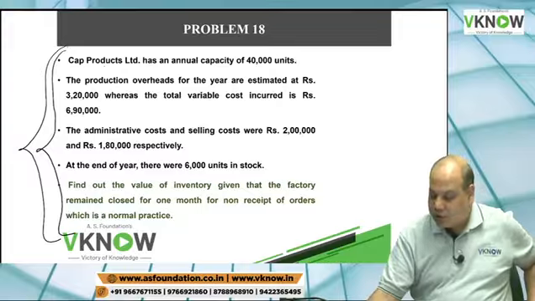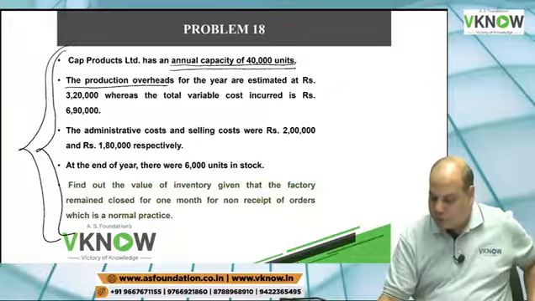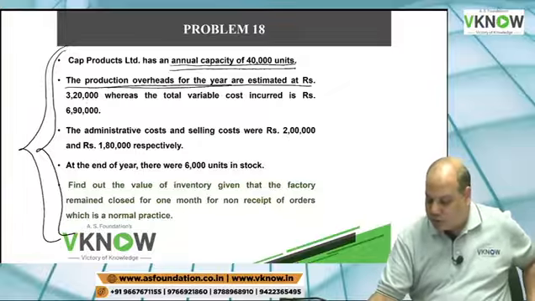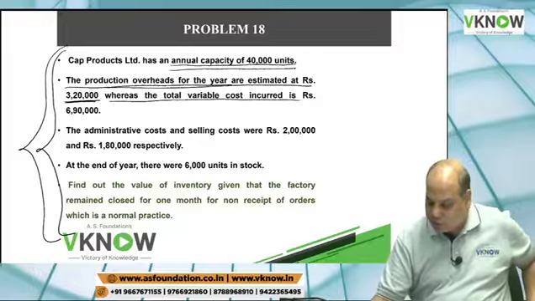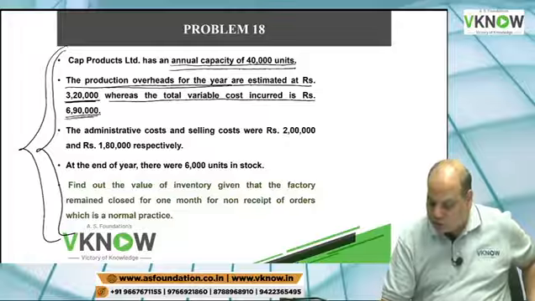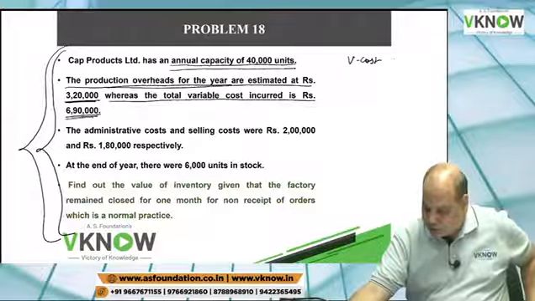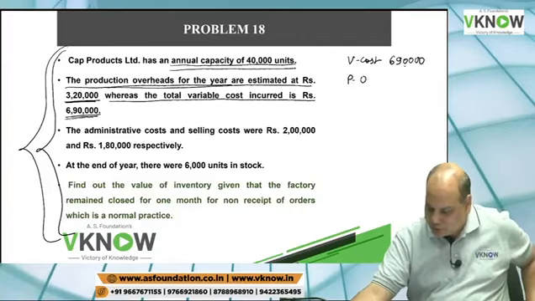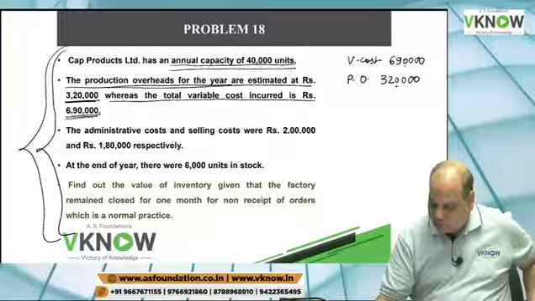CAP Products Limited has an annual capacity of 40,000 units. The production overhead is estimated to be 3,20,000, whereas the total variable cost incurred is 6,90,000. So variable cost means other than overhead, 690, and this production overhead is 3,20,000. The administrative cost and selling cost are given.